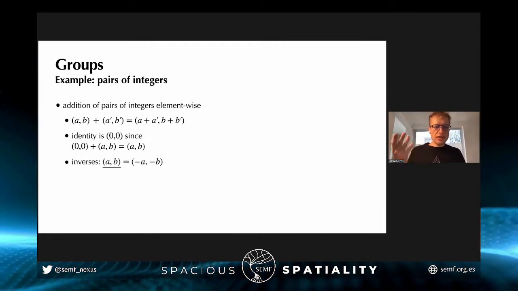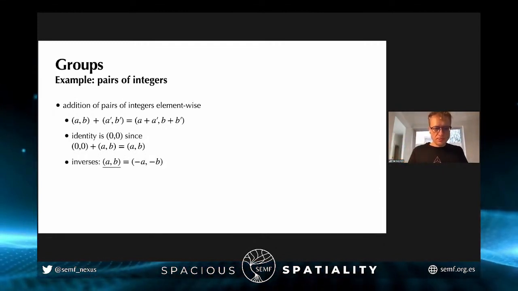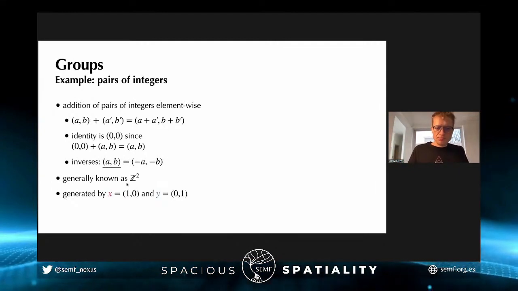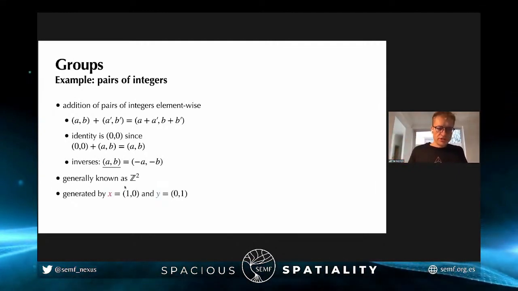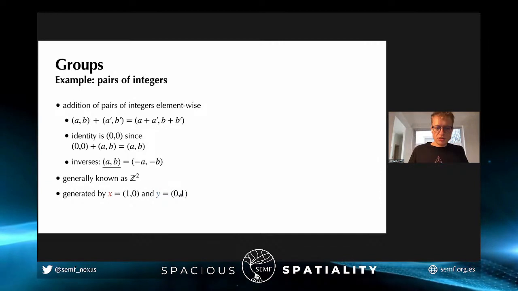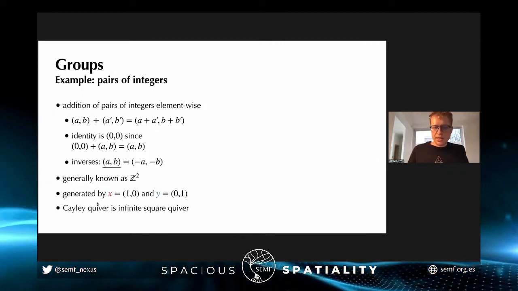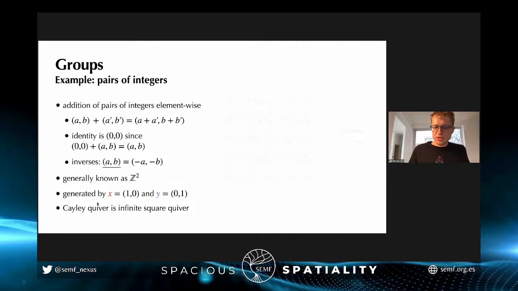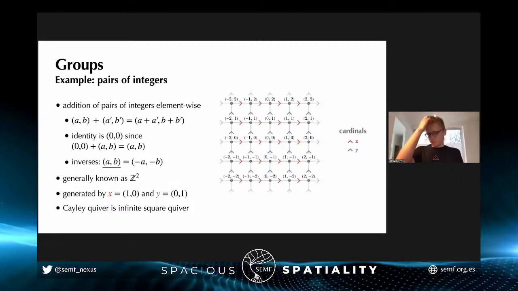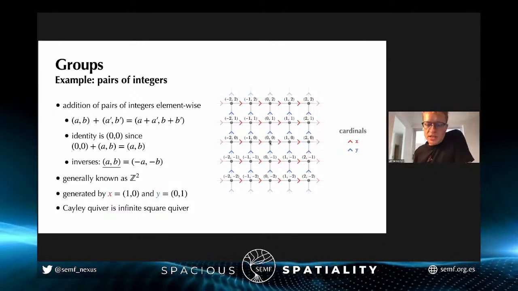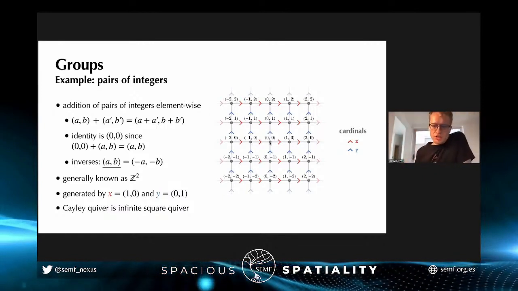The inverses is, again, you just invert each element individually. People call that Z2. And we can take two particular generators. For example, we can take (1, 0) and then (0, 1), call them X and Y. And the Cayley quiver of this group is the infinite square quiver. Notice that the identity is in the middle here. In some sense, it's the origin.